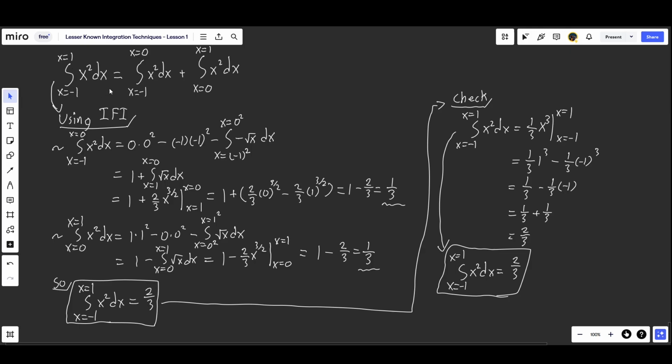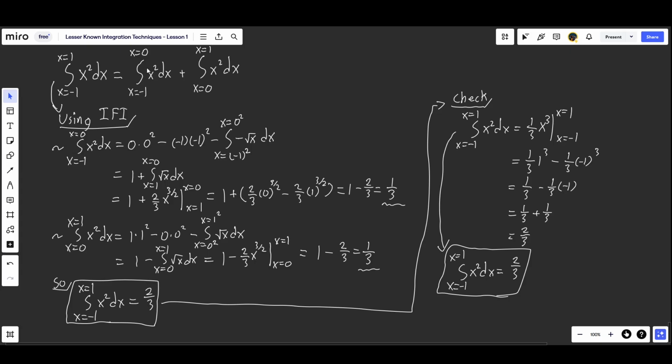What we can do to rectify this, though, is to split the definite integral into two definite integrals. The first being over a region where x squared is invertible, and the second being over another region where x squared is invertible. X squared is invertible over the interval -1 to 0. Its inverse there is the negative square root of x, and it is invertible over 0 to 1, and its inverse there is the square root of x. So we can use the definite form of inverse function integration on these two definite integrals separately.